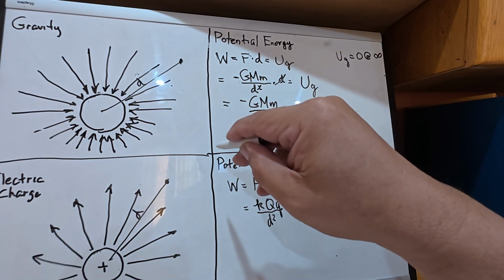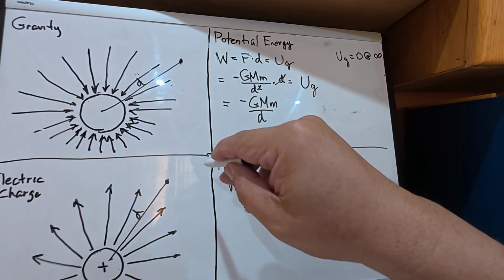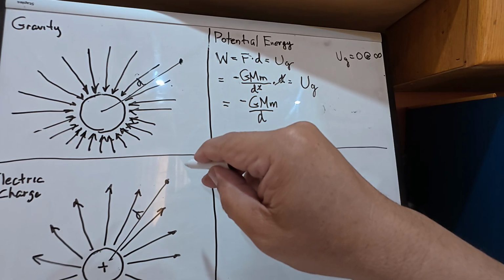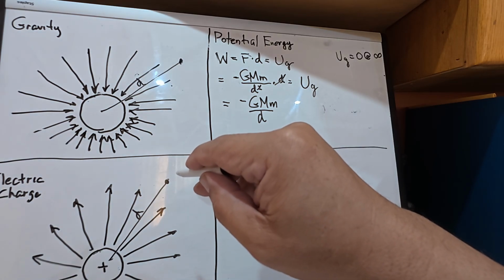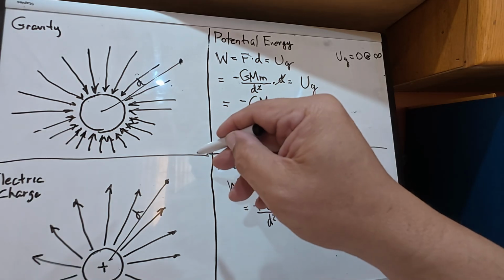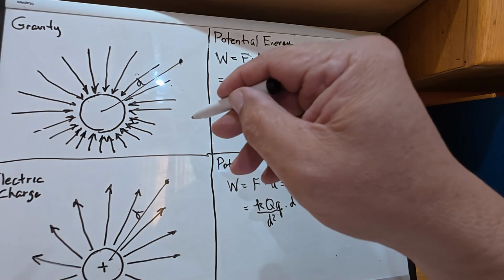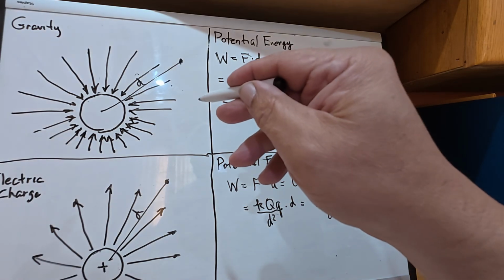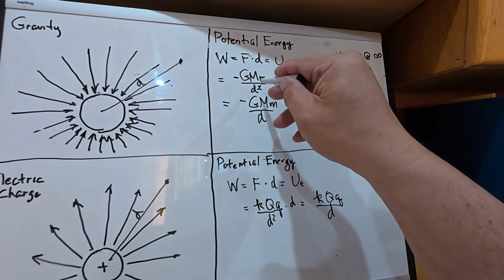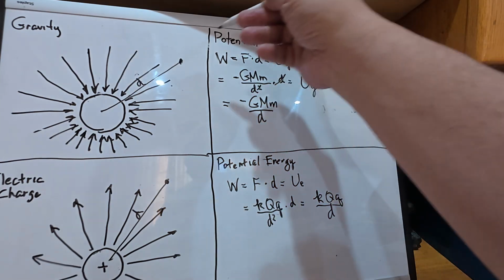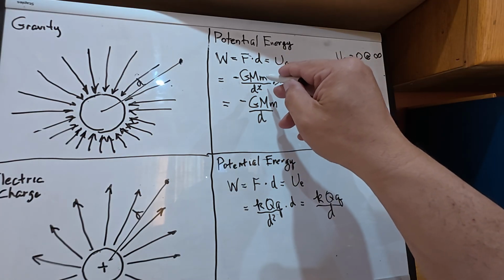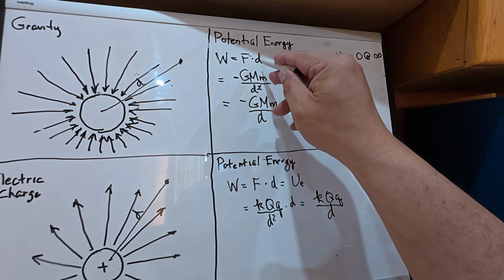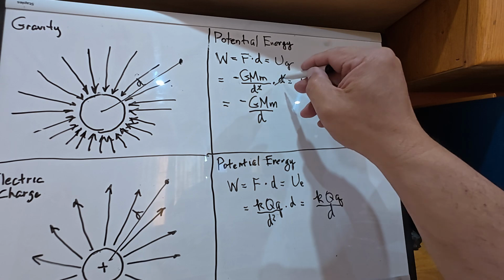And why is it negative? Because we're not doing any work. We're letting gravity do the work. When gravity does work, it's negative work because we're not working against gravity, we're working with gravity. So it becomes negative because the force is attractive. So remember, F is GMm over d squared, and we have distance in the numerator.